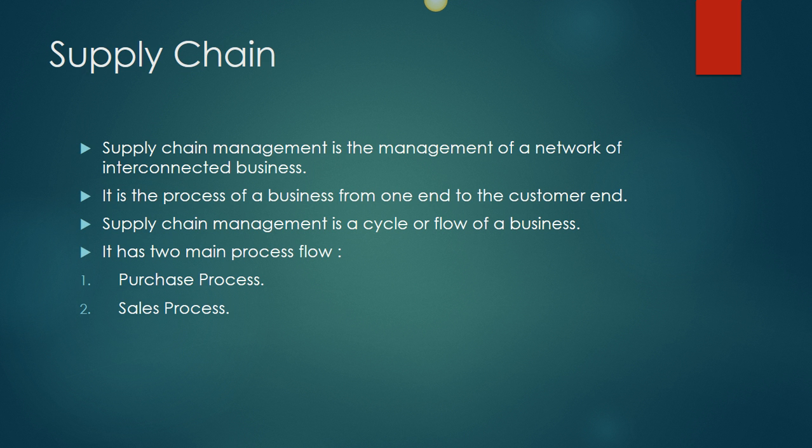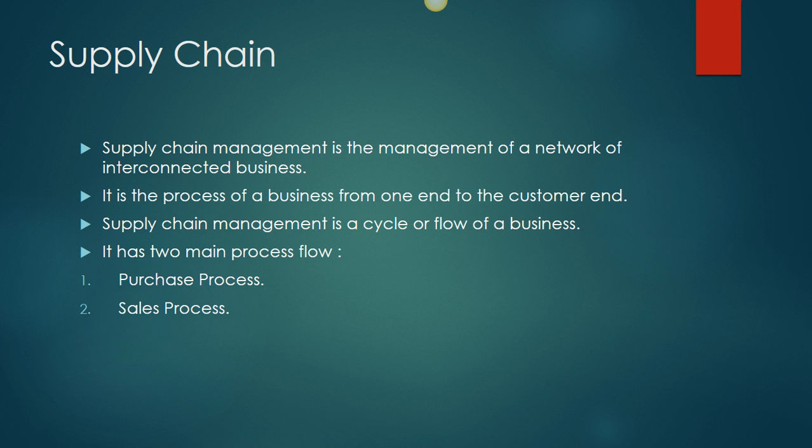What is supply chain management? It is a business flow from one end to the customer end. It is a normal cycle, a flow of goods and services that involves the movement and storage of raw materials. From raw materials, there is a process, work in process, and when it comes to finished goods, to the inventory. So this is the cycle of supply chain management.